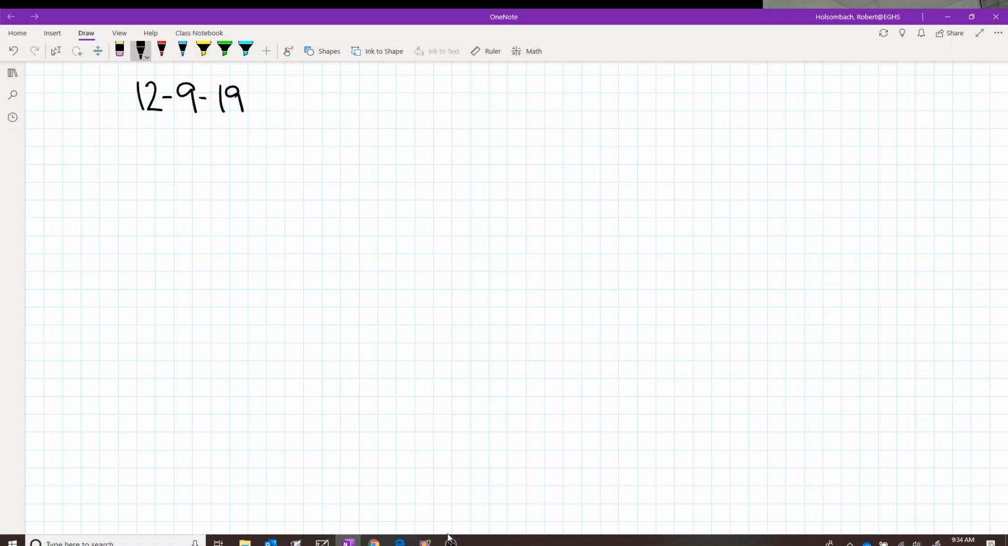Alright, this section is on parallelograms. And after this, we're just going to call them a p-gram, because I don't want to keep writing out parallelo. Okay?